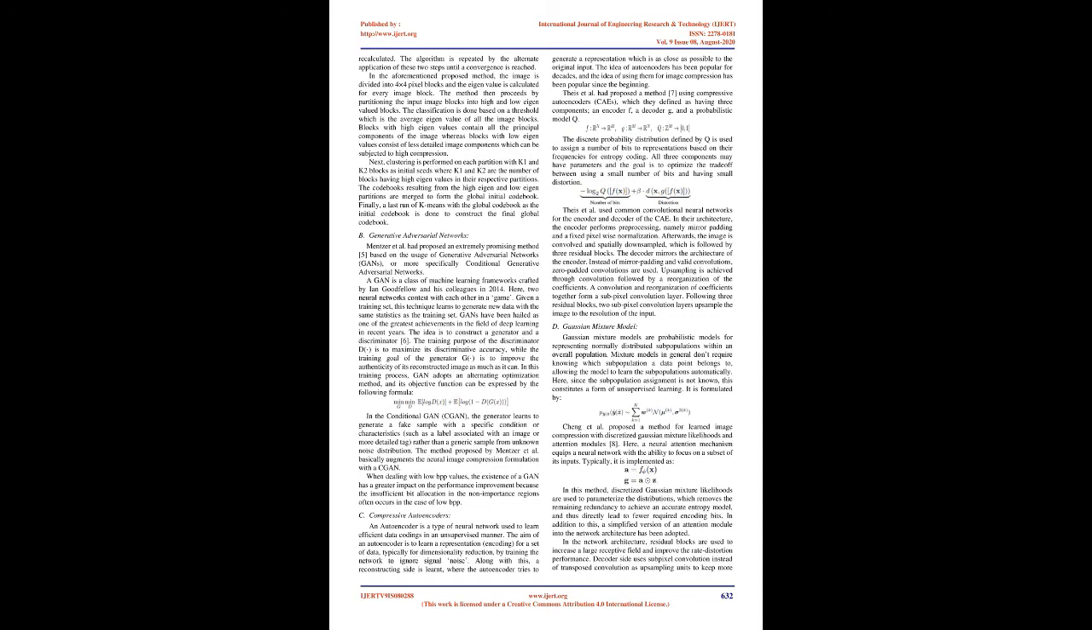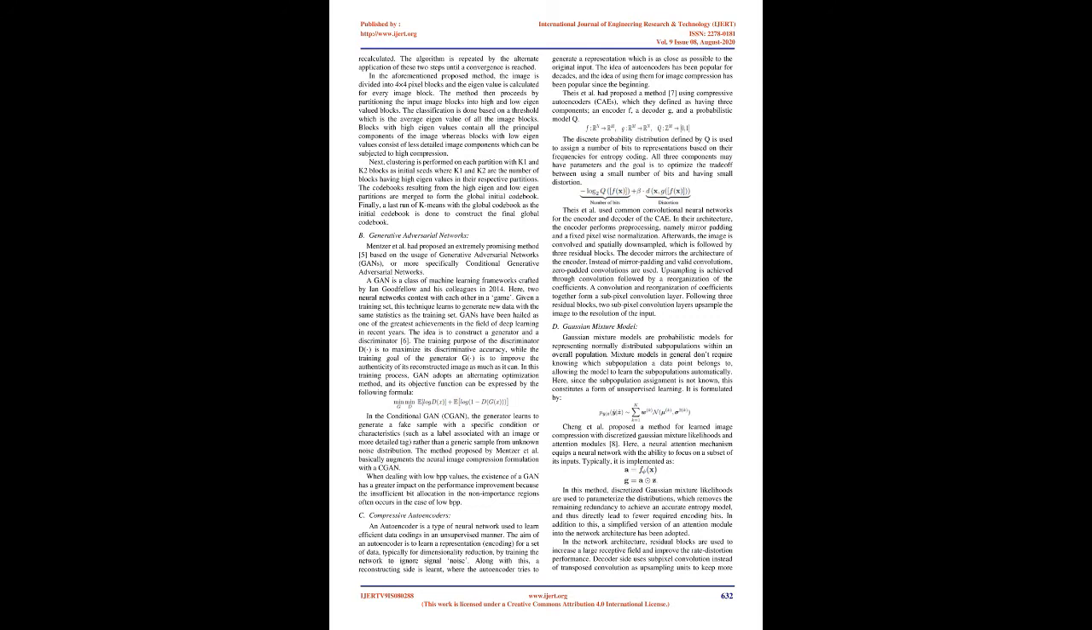In the aforementioned proposed method, the image is divided into 4 times 4 pixel blocks and the eigenvalue is calculated for every image block. The method then proceeds by partitioning the input image blocks into high and low eigenvalued blocks. The classification is done based on a threshold which is the average eigenvalue of all the image blocks. Blocks with high eigenvalues contain all the principal components of the image, whereas blocks with low eigenvalues consist of less detailed image components which can be subjected to high compression.